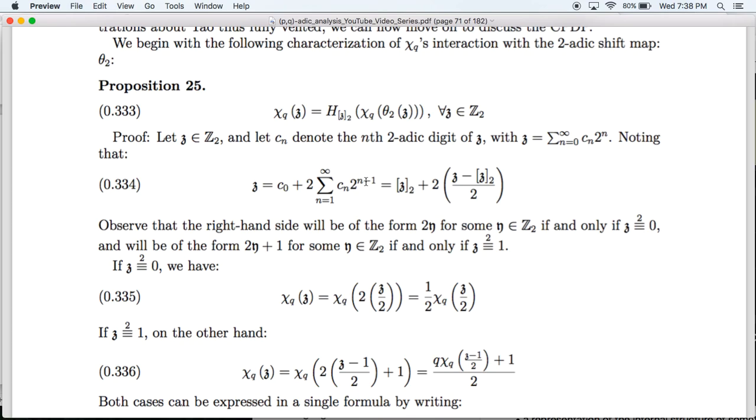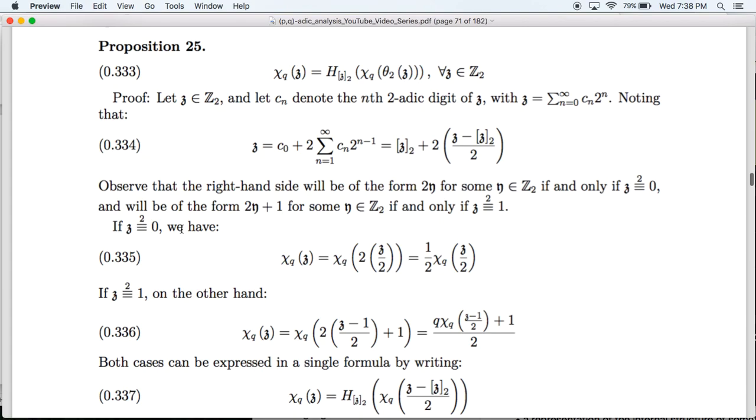So let's just write c_n to be the nth 2-adic digit of z. Then we can write z as its first digit, the 0th digit, and then 2 times everything else. This is 2 times (z minus z mod 2) over 2. This, of course, is just phi 2 of z. This is going to be an even 2-adic integer if and only if z is even, and it's going to be an odd 2-adic integer if and only if z is odd.